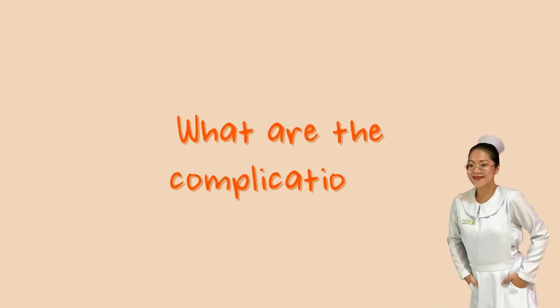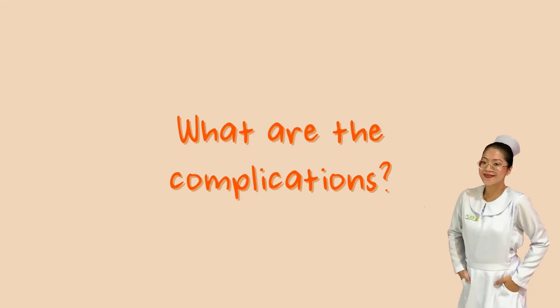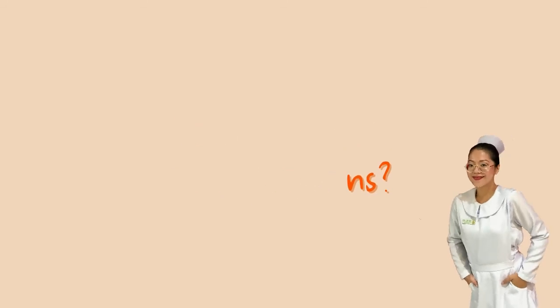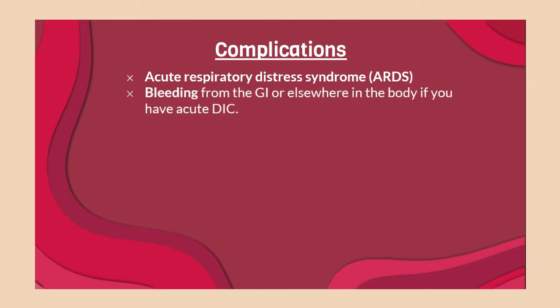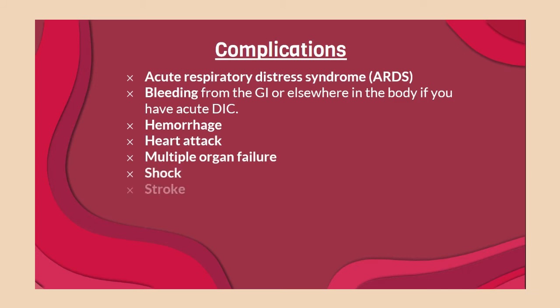Next, let us proceed on with what are the complications that DIC may cause. First is acute respiratory distress syndrome, or ARDS. There's also bleeding from the GI or elsewhere in the body if you have acute DIC. There is hemorrhage, could also be a heart attack, multiple organ failure, shock, stroke, and venous thromboembolism.